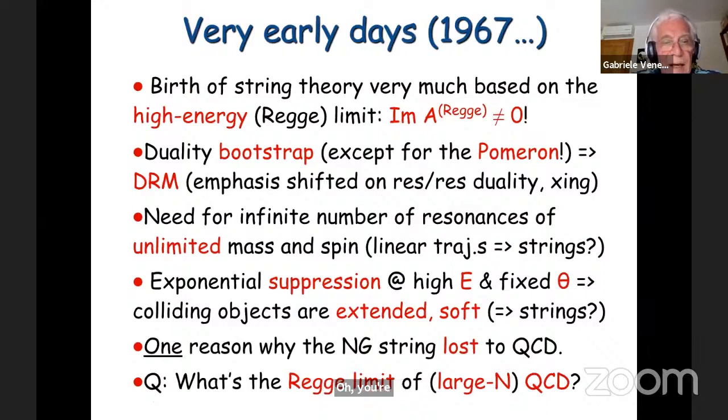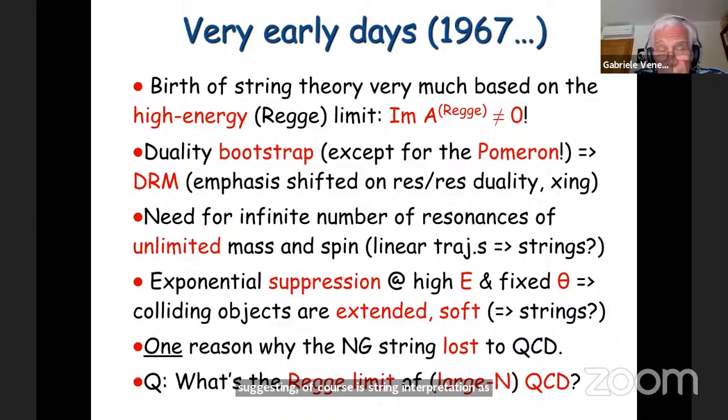Okay, so what I was going to say is that the emphasis with the dual resonance model shifted very early on to the duality between resonances in one channel and resonances in the cross channel, and on crossing symmetry. In any case, the need for an infinite number of resonances of unlimited mass and spin came out of that bootstrap, together with linear Regge trajectory, very much suggesting, of course, a stringy interpretation.